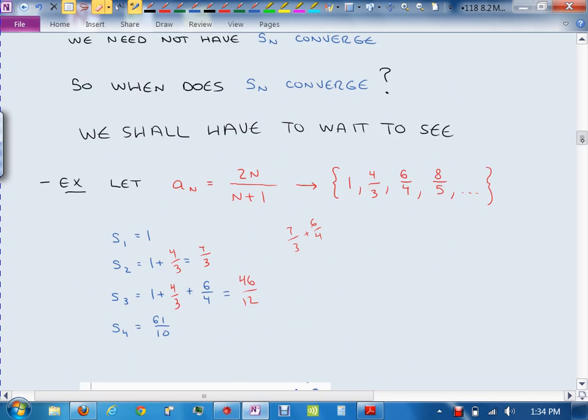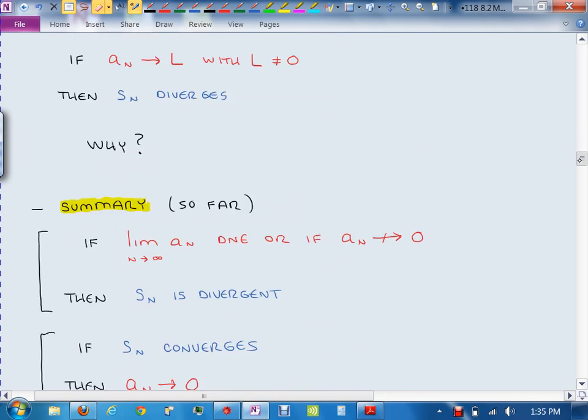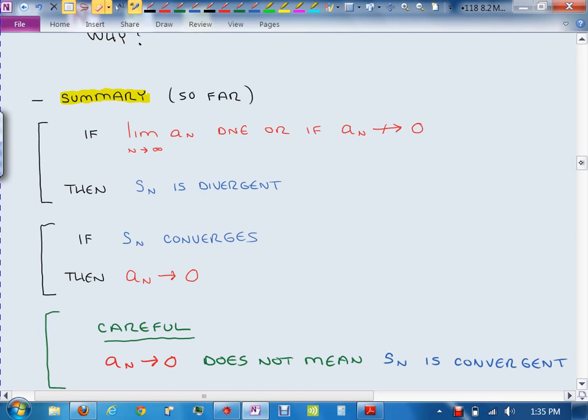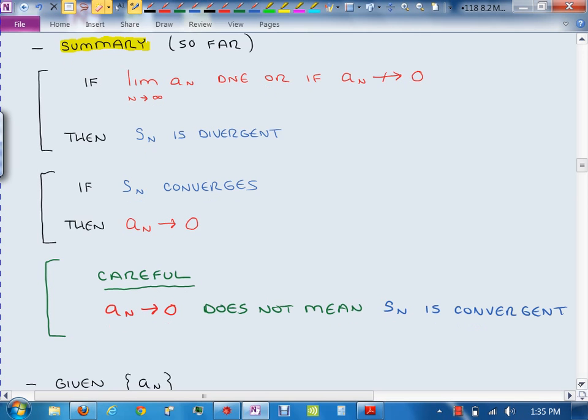That's one of the biggest mistakes that I see from students: they'll look at the sequence, they'll say it goes to 0, series converges, done. It's not the way it works. Any questions?